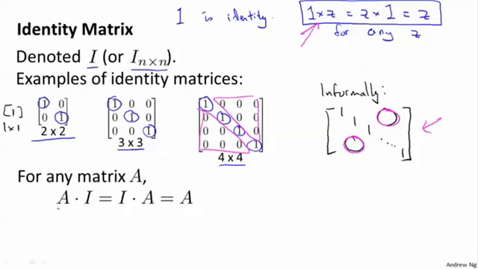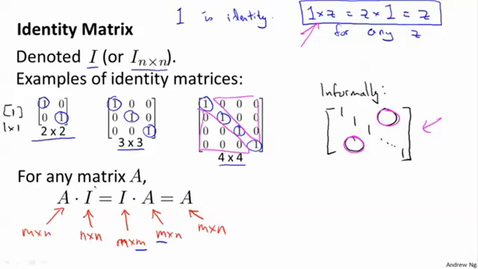If A is an m by n matrix, then this identity matrix here is an n by n identity matrix. And if we multiply on the other side, then for matrix multiplication to make sense, the identity matrix has to be an m by m matrix, because this m has to match up with that m. And in either case, the outcome of this process is you get back the matrix A, which is m by n.